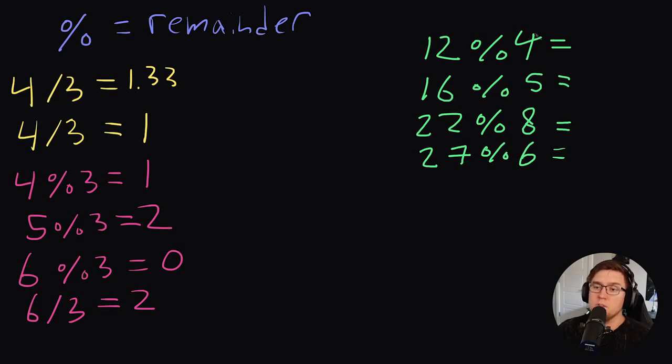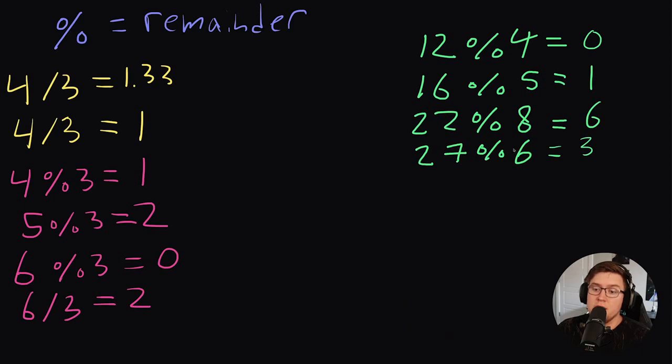Okay, 12 mod 4. Does 4 divide evenly into 12? Yes, 4 times 3 is 12, right? So the remainder is 0. All right, how many times does 5 divide evenly into 16? The answer is 3, right? 5, 10, 15. And the remainder would then be 1. How many times does 8 go into 22? 8, 16, 24. So 24 doesn't work, so it's going to be 16. And then 22 subtract 16 is 6, which is the remainder. Right? And then 27 mod 6. 6 goes into 27 4 times. 6 times 4 is 24. So a remainder of 3.